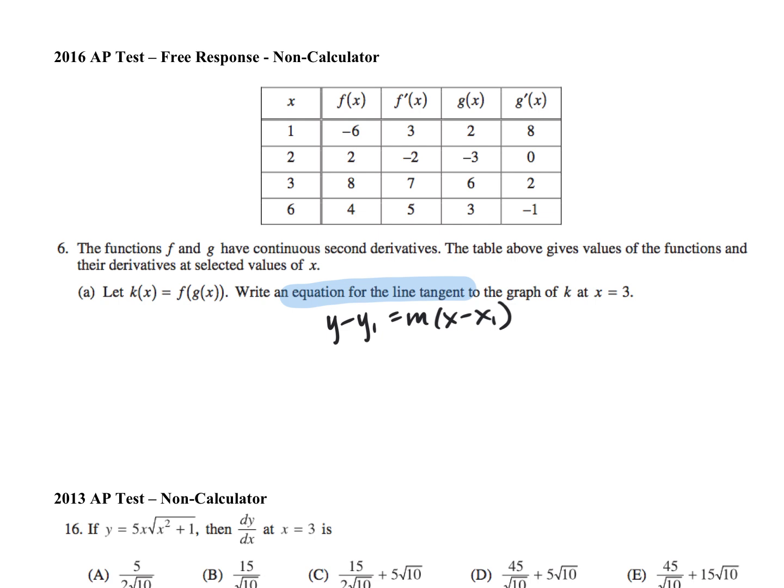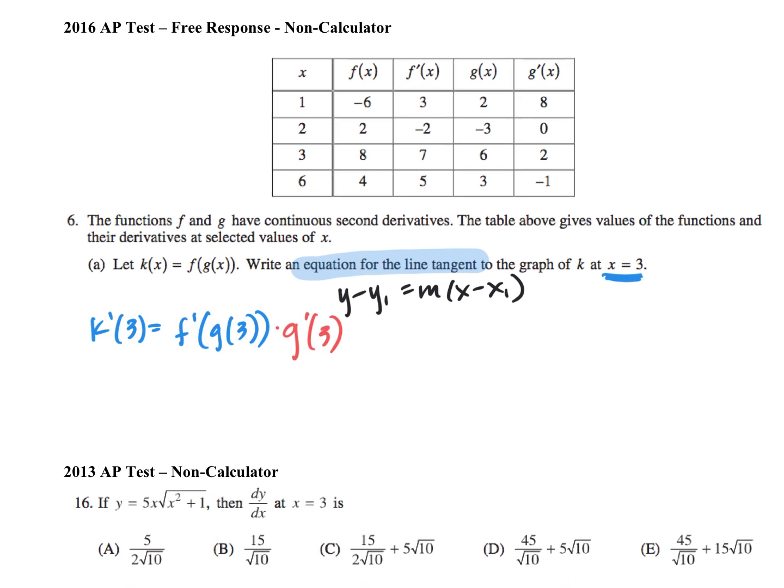We need slope when x is 3. If k is f of g, which rule should we use? Product rule, quotient rule, or chain rule? Chain rule. So if I need k prime of 3, it's going to be chain rule. Derivative of the outer would just turn into f prime. Leave the inner. I'm going to just throw my 3 in there. The inner is just g of 3. And then what do we need to multiply that by? The derivative of that inner, g prime of 3.